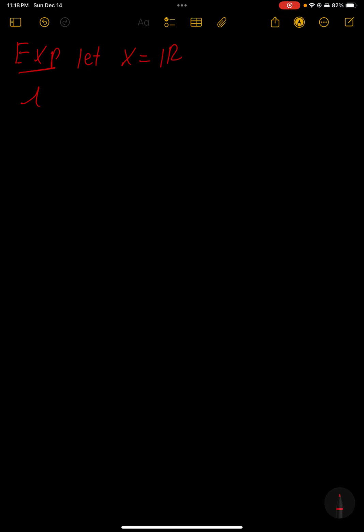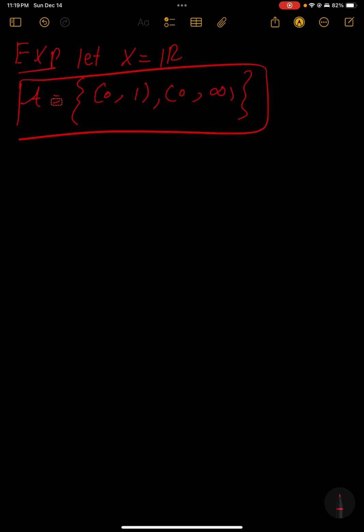Okay, so the example is, I'm considering the real line, and then I'm considering a set A which is a subset of R: (0,1) and (0,infinity). Now we are gonna construct a sigma algebra on this set which will contain the set A. To construct a sigma algebra, definitely the first property is that the empty set will be in the sigma algebra, so we will include the empty set.